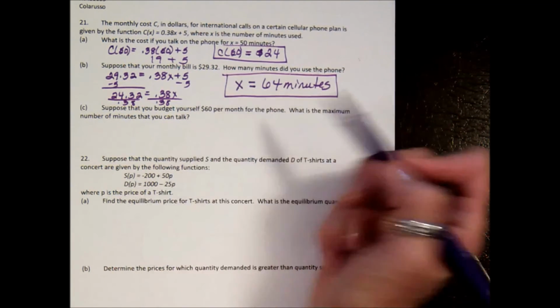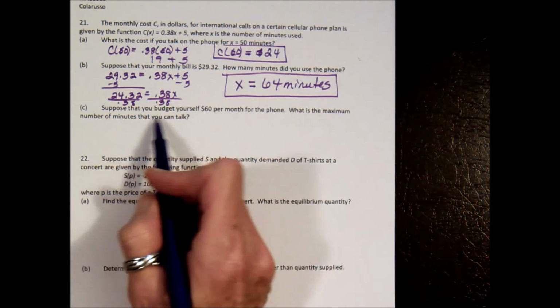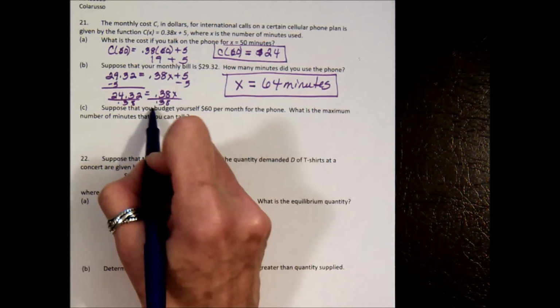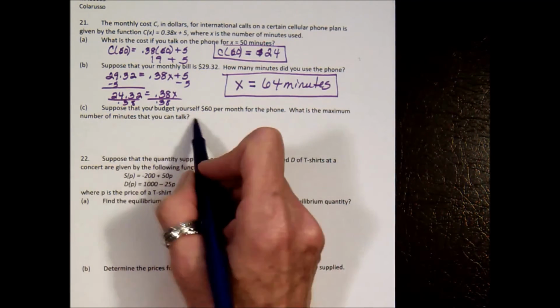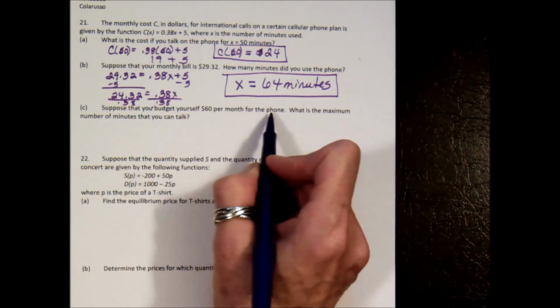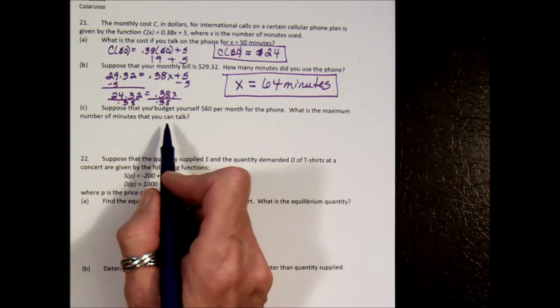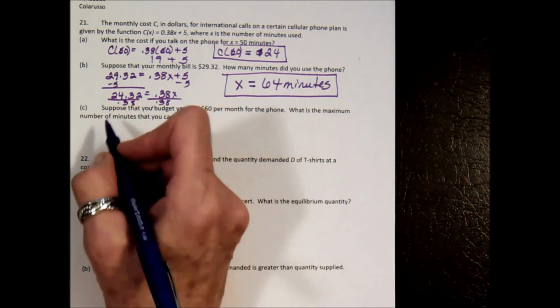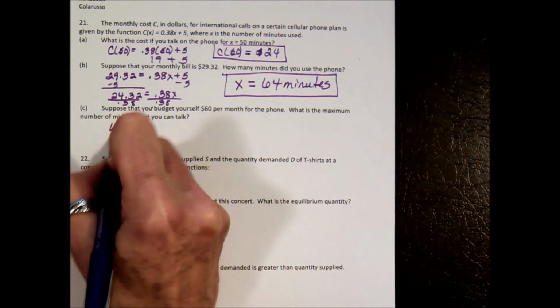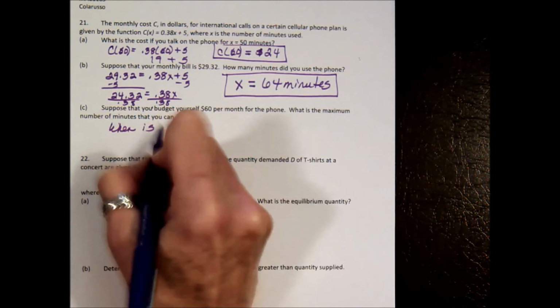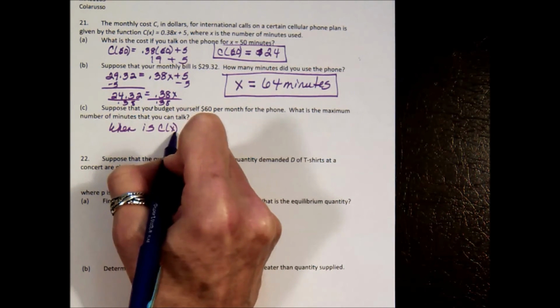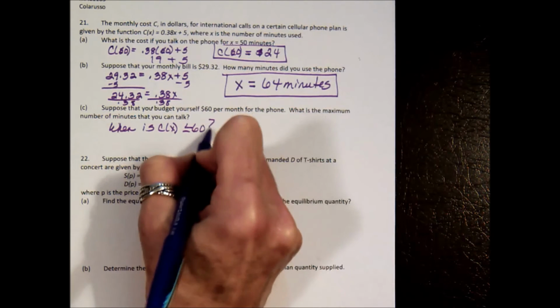Suppose that you budget yourself $60 per month for the phone. What is the maximum number of minutes that you can talk? Now we got to think about what that means. What it means is, when is C of x less than or equal to 60? Because you can't go over. It can be 60, but you can't go over.